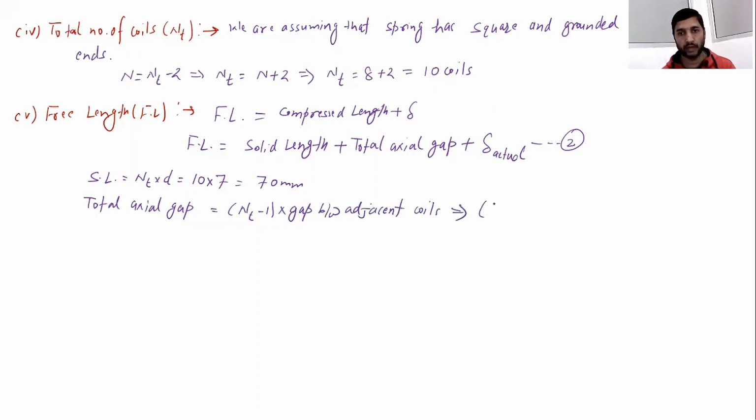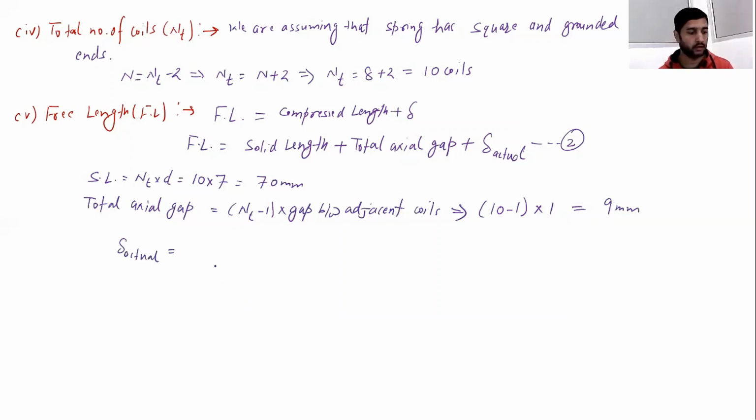From here we know 10 total coils are there, minus 1, and let us assume a gap between the adjacent coils is 1 mm. So it is coming out to 9 mm. The total axial gap that we are getting is 9 mm. And actual deflection, how will you calculate the actual deflection?